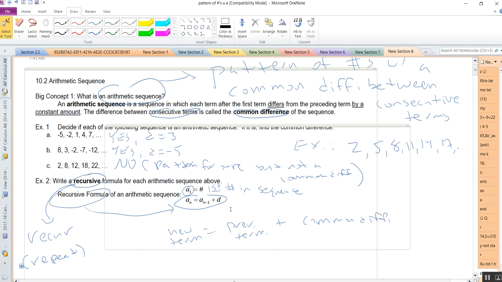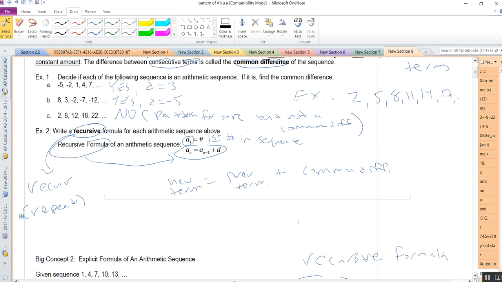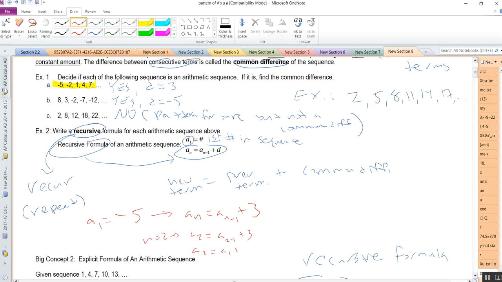So now, to write a recursive form for each of the sequences above. When we had -5 as our first term, then what you would say is that a_n equals a_(n-1) plus 3. The reason why you write that is because when n equals 2, a2 would be a_(2-1) plus 3, or a2 would be a1 plus 3. Now that would make sense because, of course, a1 is -5. If you add 3 to -5, you get -2.